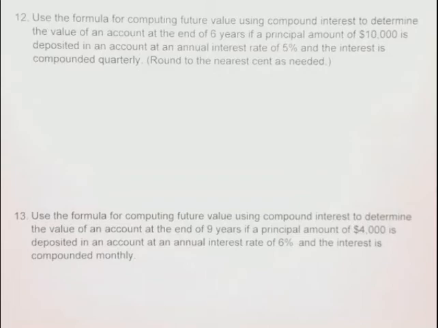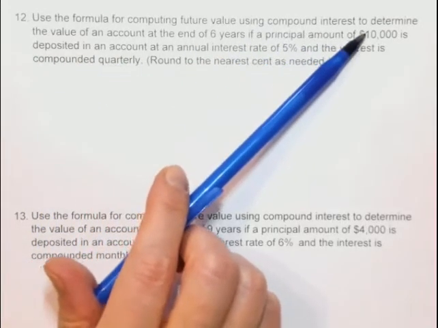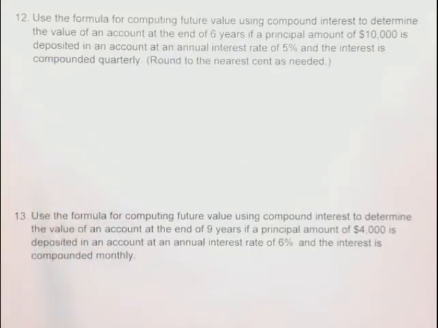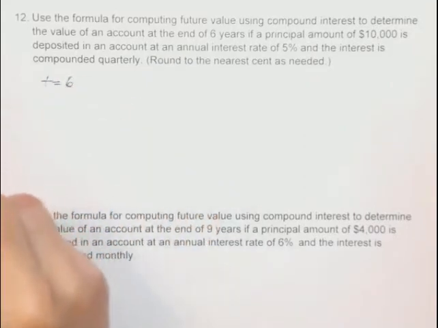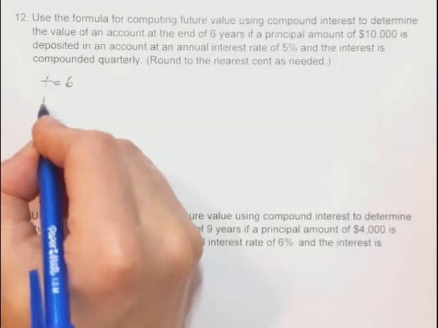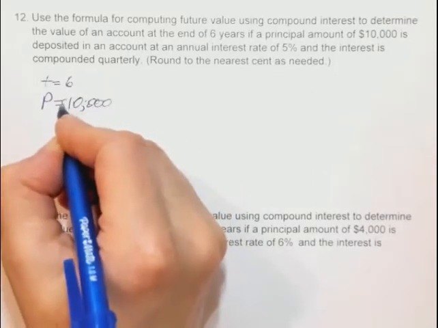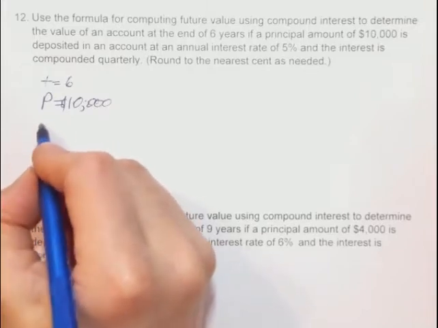We continue our review with Chapter 8. Use a formula for compounding future value using compound interest to determine the value of an account at the end of 6 years. So time is 6 years. If a principal amount P is $10,000, it is deposited in an account at an annual interest rate of 5%.